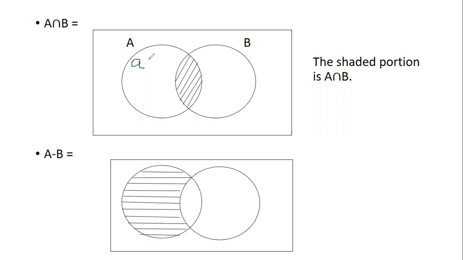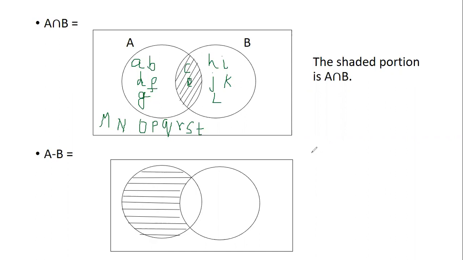So first A, B, C, D, E, F, G. Okay, so this is C and this is E. And then here I have H, I, J, K, L. And then outside I have M, N, O, P, Q, R, S, T.